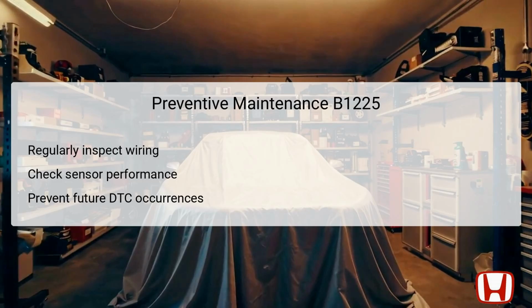Additionally, being proactive about the performance of the humidity/in-car temperature sensor contributes to maintaining a fully functional climate control system. If there are signs of failure or irregular readings, addressing them promptly can significantly mitigate the risk of triggering DTC B1225 or similar codes. Consistent preventive actions keep the vehicle's HVAC system responsive, ensuring optimal comfort and functionality for all passengers.